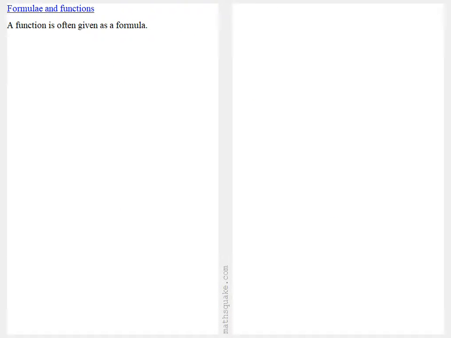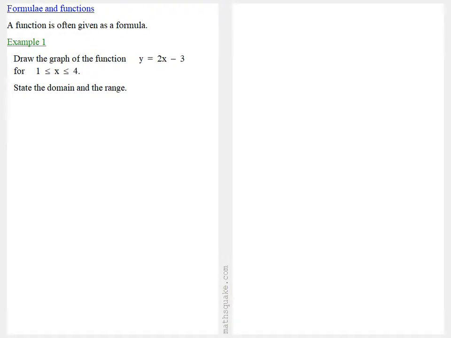Now functions can often be written as a formula. The numbers in the domain can be represented by x, and the numbers in the range can be represented by y. So you might have a function such as y equals 2x minus 3. If we're given a value of x, let's say x is 3, then we can work out what y is. It's 2 times 3 minus 3. y would also be 3.